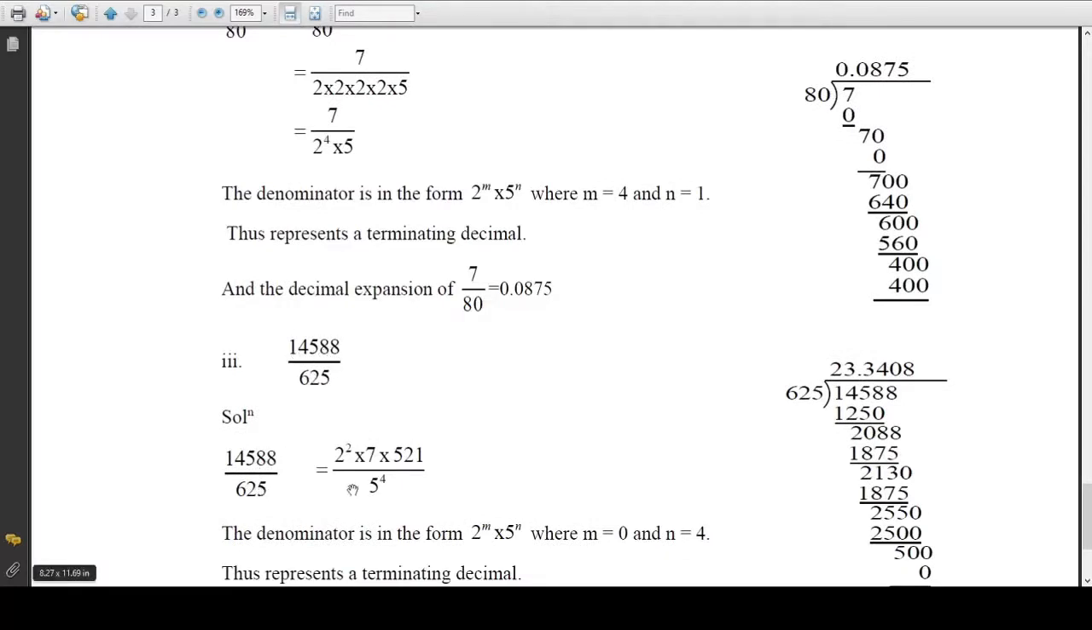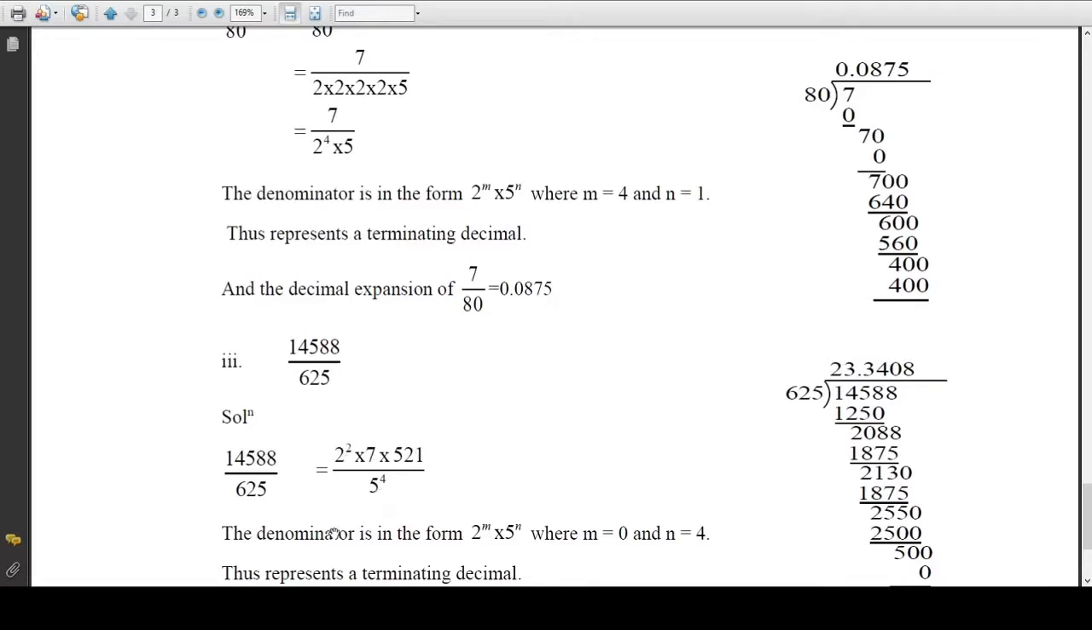The next is 14588 by 625. Now I've not shown you here how the factorization is done, but I've shown the factorization to you, and if you find the factors, you will get 2 square multiply 7 multiply 521. The factor of 625 is 5, 5, 5, 5. This means 5 to the power 4. Now there is no common term to be cancelled from numerator and denominator. That means it is already in the lowest form.